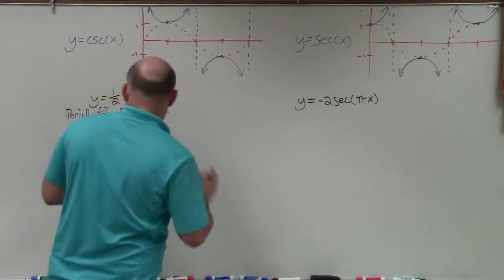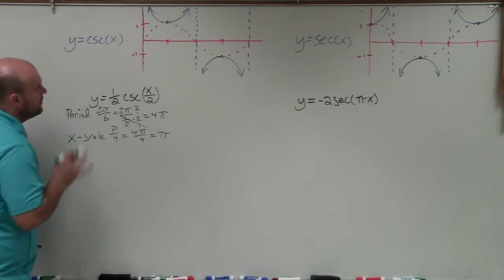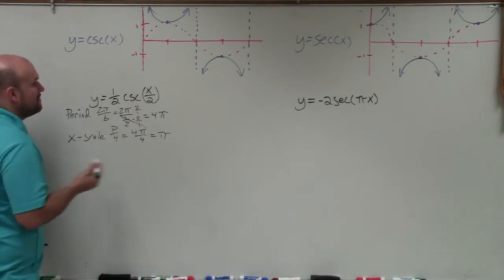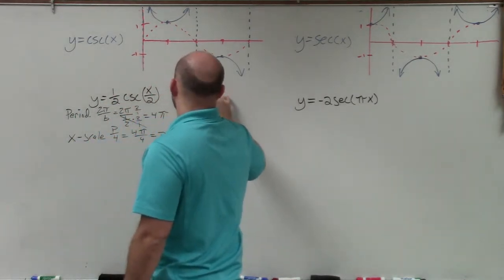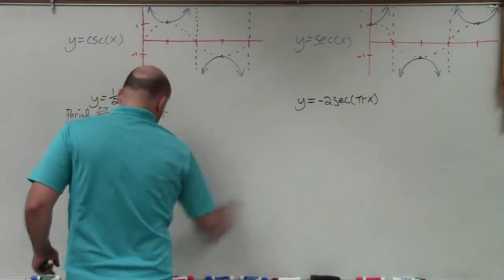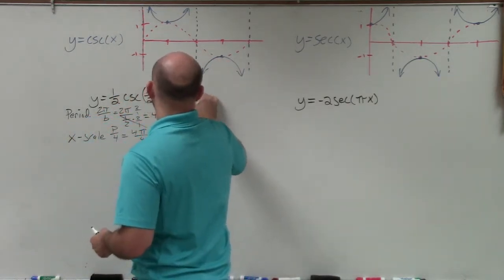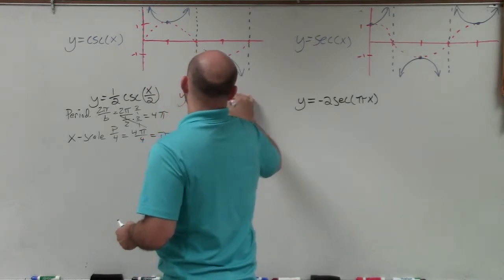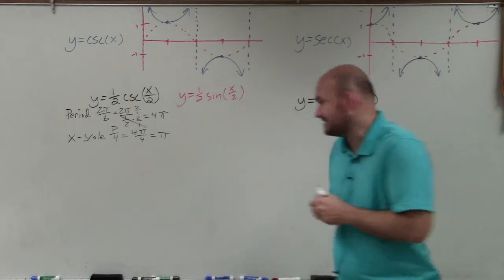So basically, let's see here. Well, I guess maybe I should show you this way. Basically, what I would recommend we do here is think about this as graphing 1/2 sine. Actually, I'll do this in a different color. So if I was going to graph this as y equals 1/2 sine of x divided by 2, all the information that I just found is exactly the same.